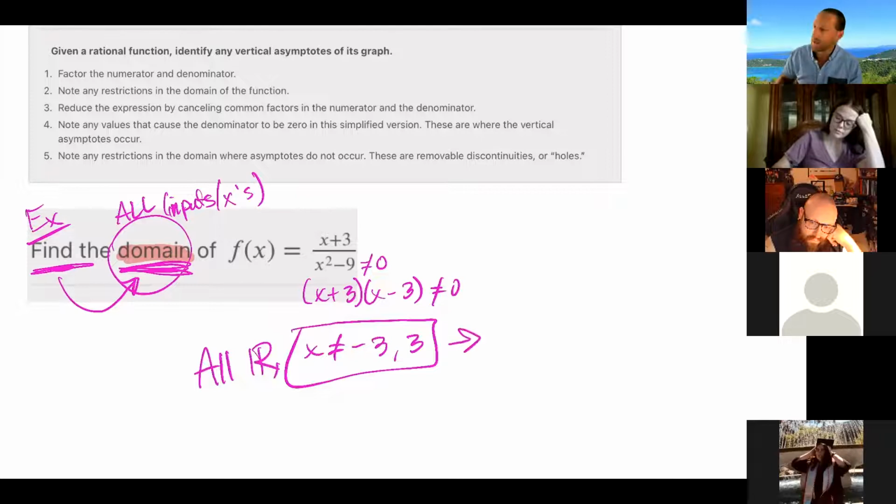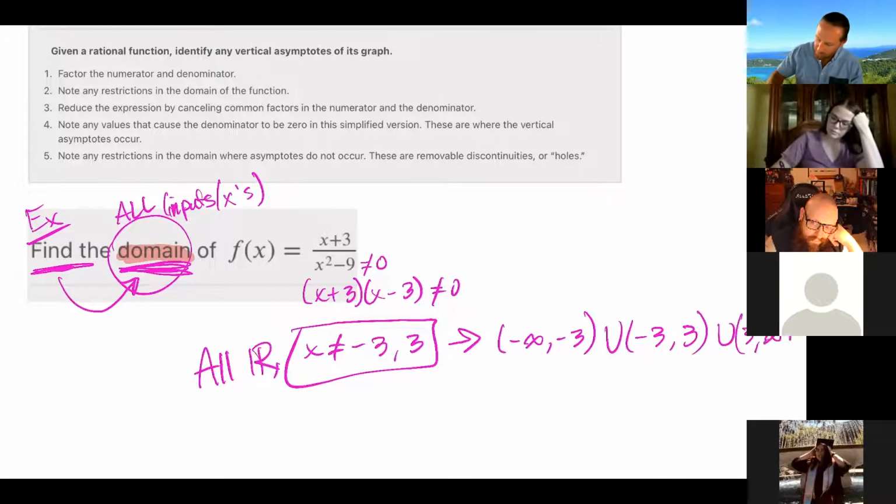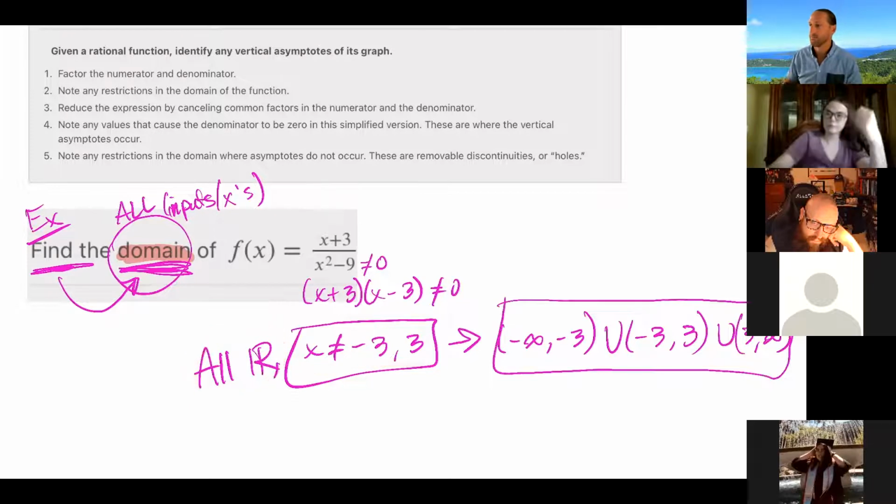Or if you wanted to write that in interval notation, from negative infinity to negative 3, not including it. And then from negative 3 to 3, not including either of those. And then from 3 to positive infinity. I'd rather not write all of this when I can just say everything but these. And for me, I don't care which. Okay, your homework may request one way or another, so just make sure you write it. But either way for me is fine on the group quizzes or your exam. Okay?